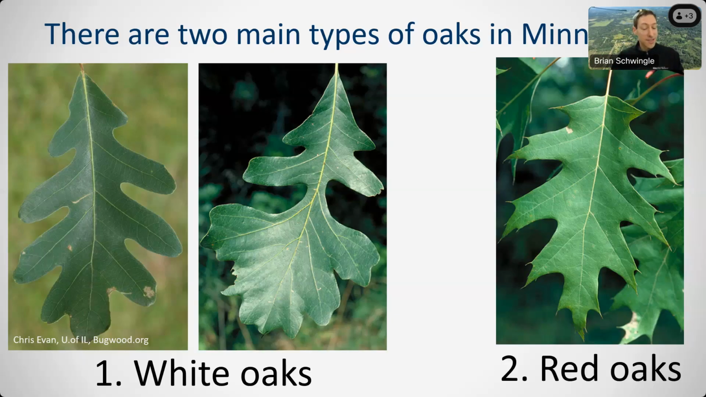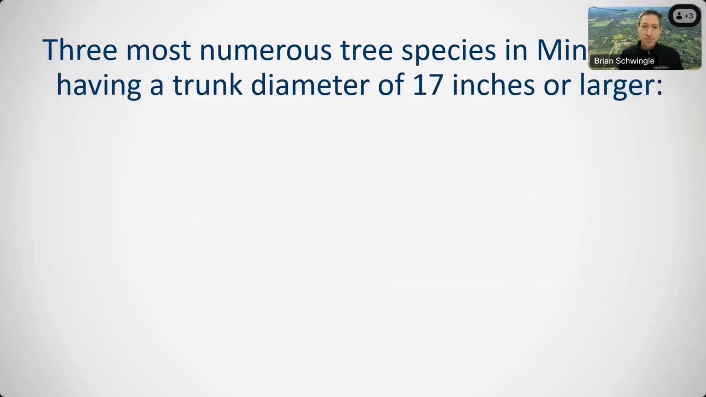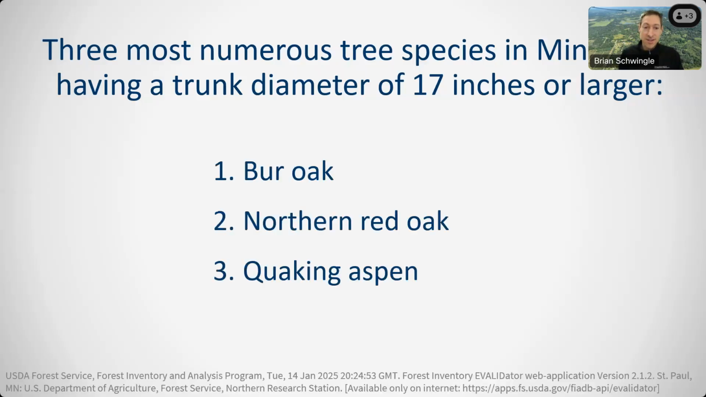And so for most of this talk, I'm just going to be referring to either white oaks or red oaks. Now, oaks are awesome. Why are they awesome? Well, they are our big trees. If you were to guess, again, I wish I could quiz you, what are the most numerous trees in the state of Minnesota that have trunks that are 17 inches or larger across, in diameter, the answer is the most numerous big tree, 17 inches or bigger in Minnesota, is bur oak, followed by northern red oak, followed by quaking aspen.